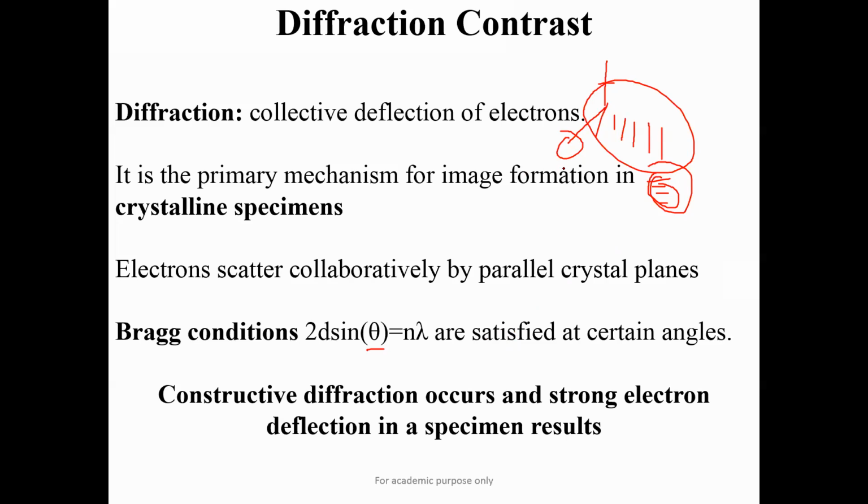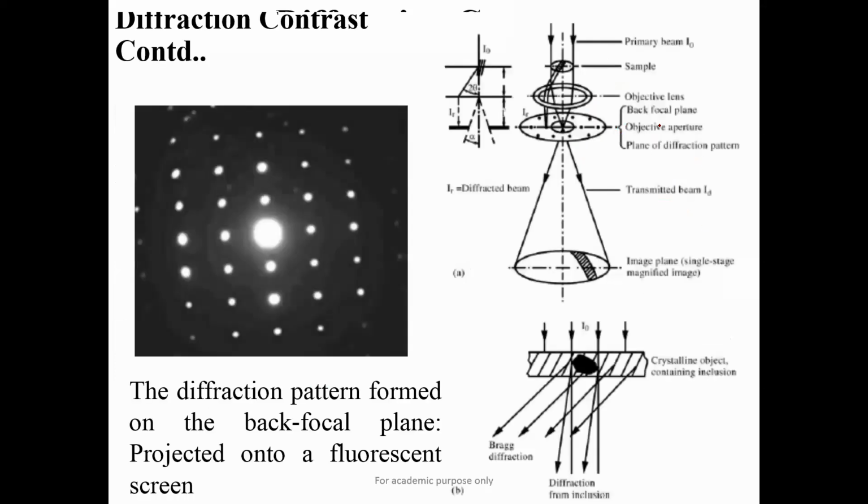Hopefully you have seen a selected area diffraction pattern. Bright spots are there. Those bright spots are basically constructive diffraction of electrons from the diffracting planes. So probably you have seen this kind of image.